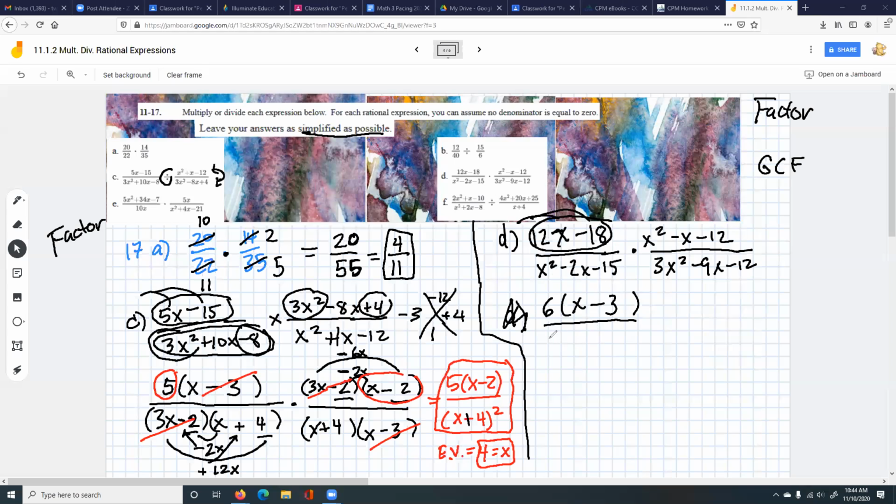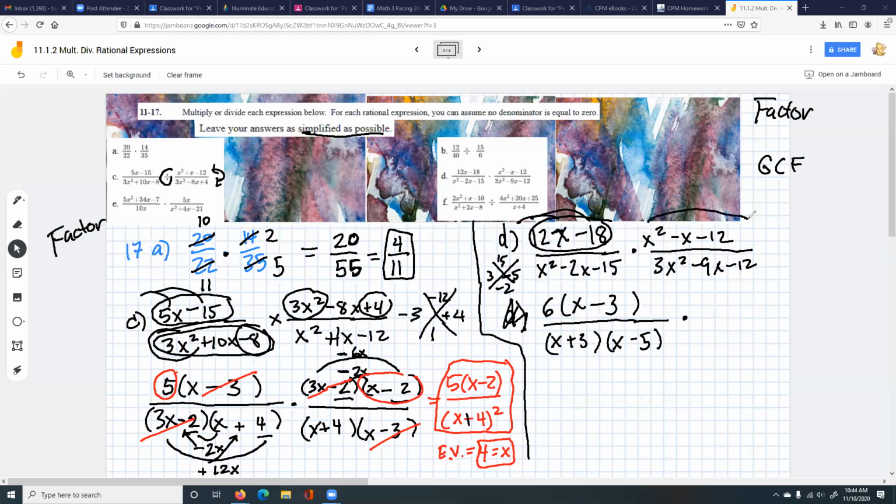For this guy, it's a trinomial. So I'm going to make it a binomial times binomial. I'm going to put 15 on top. Well, that's just 3 times 5 and negative 2 on bottom, right? And one of these has to be negative. So the bigger number has to be negative. So x plus 3 times x minus 5. Can't cancel anything out yet.